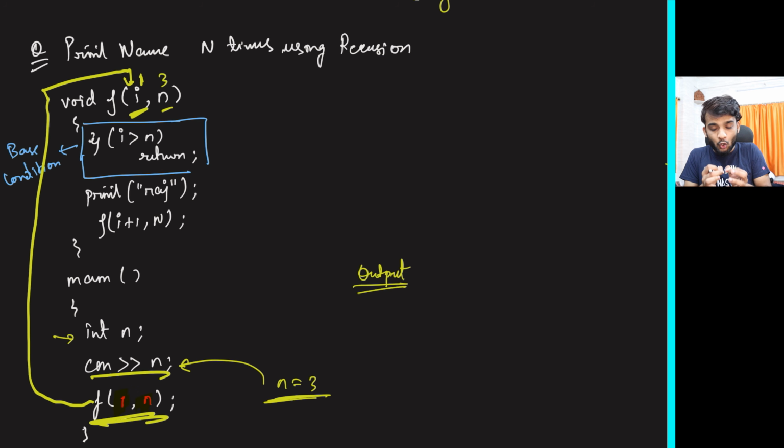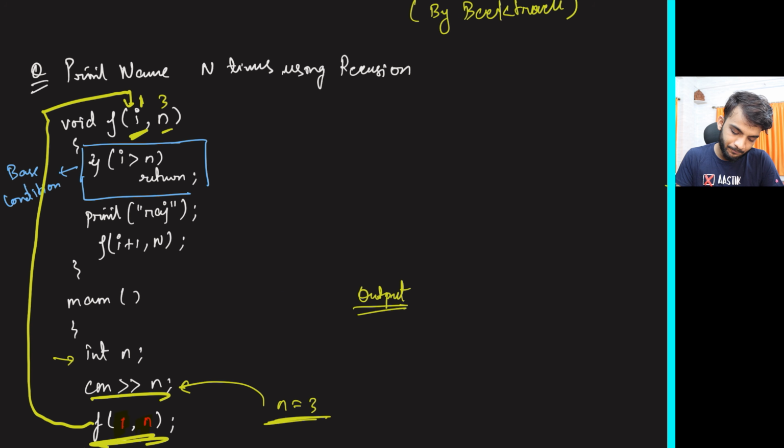So the first function call that you make is f of 1 comma 3. That's the first function call you made. Is the base case true? No, because 1 is not greater than 3. Thereby, you say print Raj. So Raj gets printed. Okay.